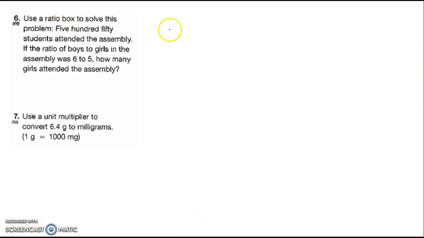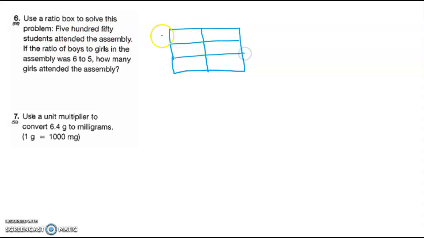Okay, ratio box, great. I don't know if I need a total. I should probably check the problem. 550 students. I'm going to need a total because we're going to do boys, girls, and total. So we have boys, girls, total, ratio, actual. 550 students attended the assembly. That's 550 actual students. If the ratio of boys to girls was 6 to 5, how many girls attended the assembly?